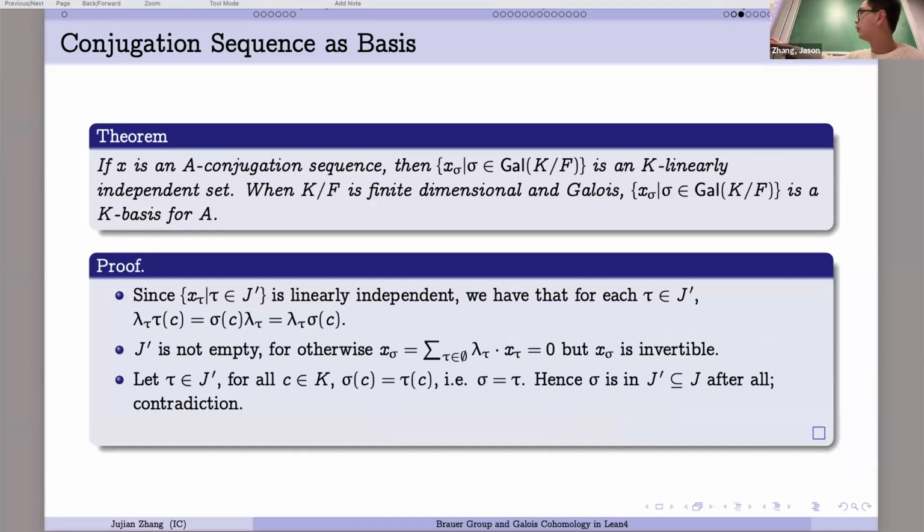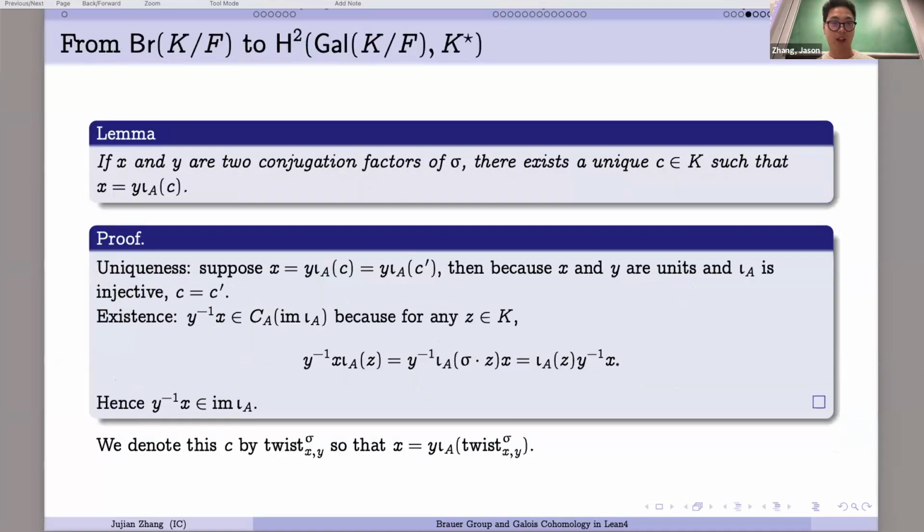So that means if tau is an arbitrary element in J prime, then for every C in K, sigma of C is equal to tau of C. That is, sigma is both not in J prime and is in J prime. So that is a contradiction. So they must be linearly independent. And they form a basis just because of finite dimensionality and Galois.